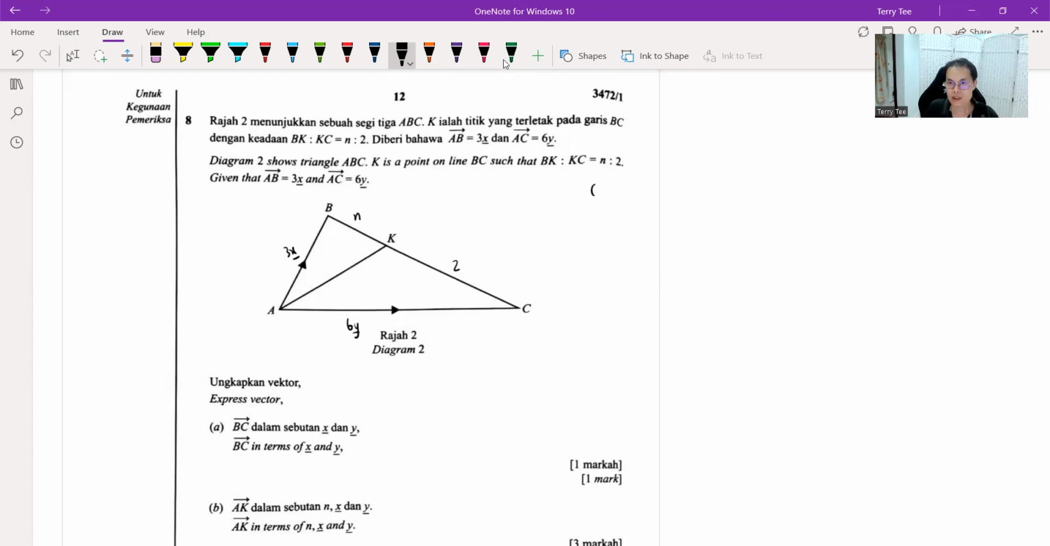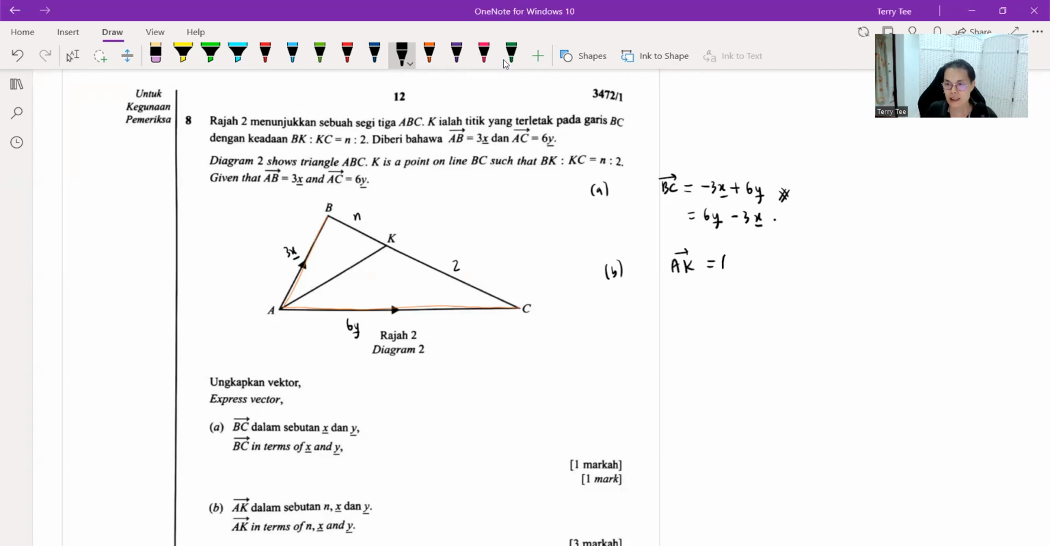Okay, so number one, how do you find BC? If you look at the diagram here, I need to go from B to A to C. So if I'm going from B to A, it's negative 3x. If I'm going from A to C, it's positive 6y. You can actually stop here. You can put 6y in front, minus 3x at the back. That's it. Okay, the second one, how about AK? Well, I want to find AK. I can go from A to B. I'll show you the slow way. Then I'll show you a fast way after this.